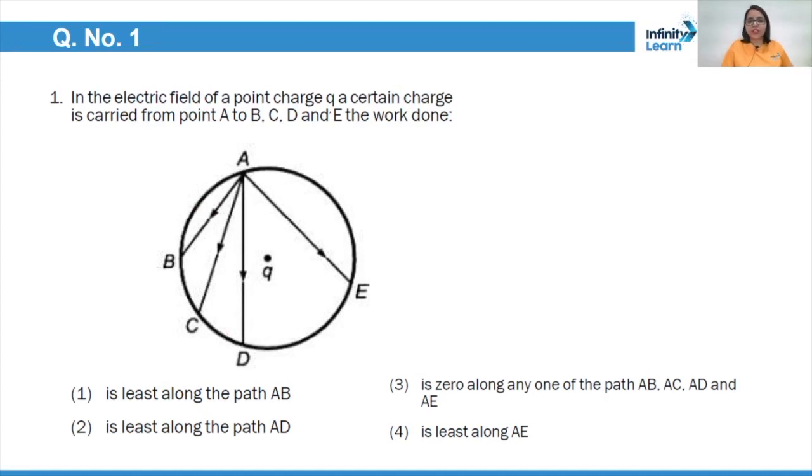In the electric field of a point charge Q, a certain charge is carried from point A to B, C, D and E. The work done is. So in this case, all these points are on the equipotential surface, because all these points are equidistant from the charge Q, right? So potential due to charge Q at A, B, C, D, E will be KQ upon R, right? So there's no potential difference between AB, AC, AD and AE. So work done, which is equal to Q delta V, will be 0 along any one of the paths. So the correct answer is option 3.